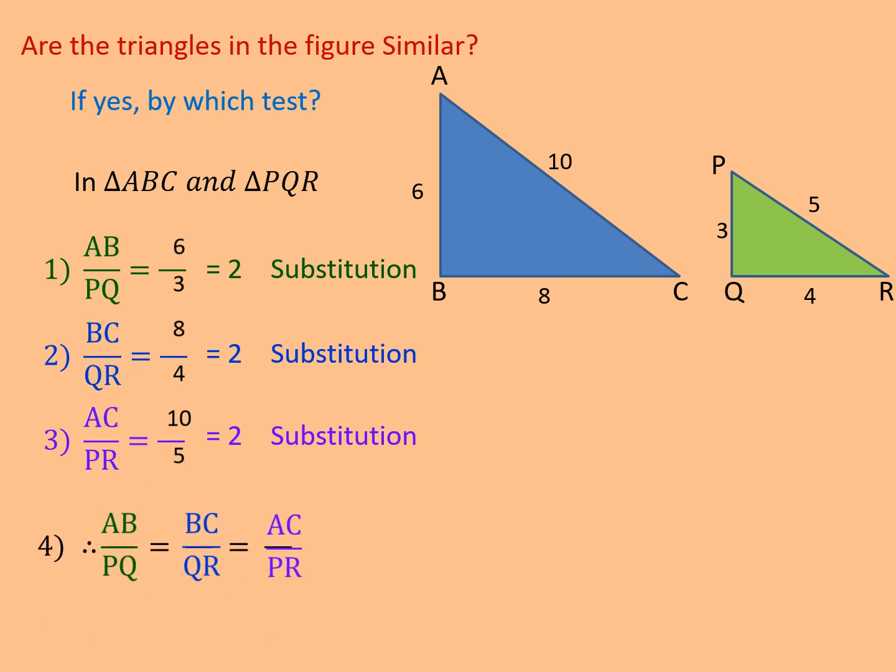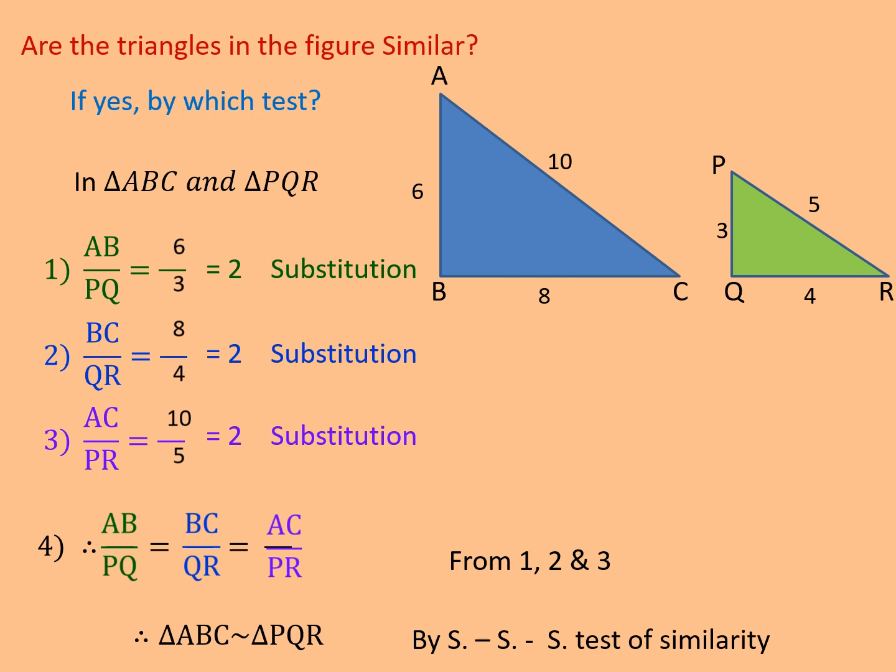So what do we get here? The ratios are equal. As you know, when two triangles have their corresponding ratios equal, the two triangles, that is triangle ABC is similar to triangle PQR by SSS test of similarity. I hope both the concepts are clear to you.